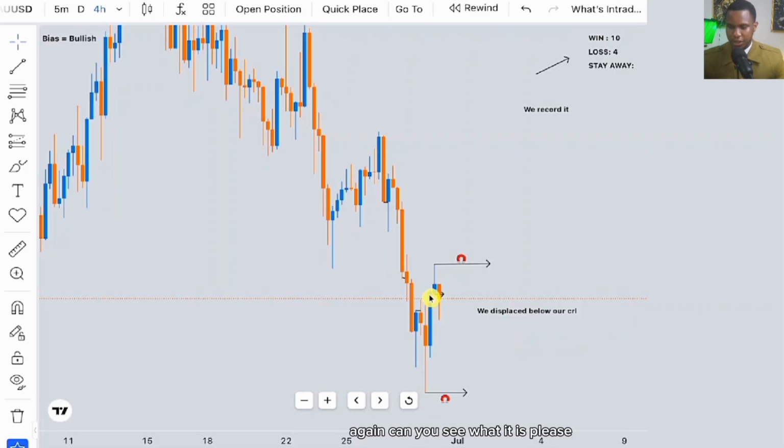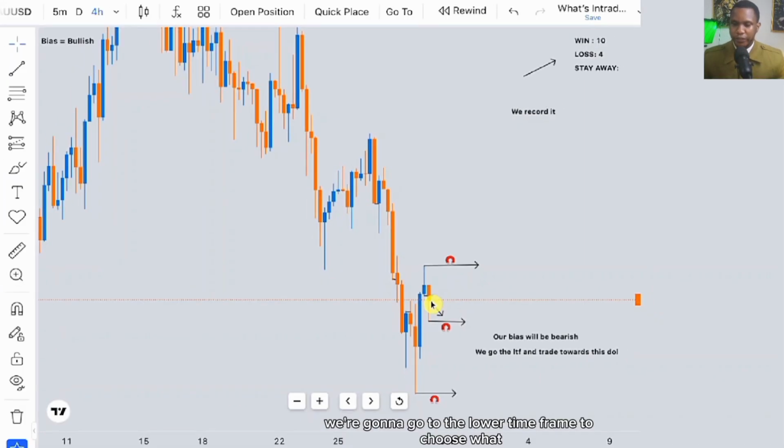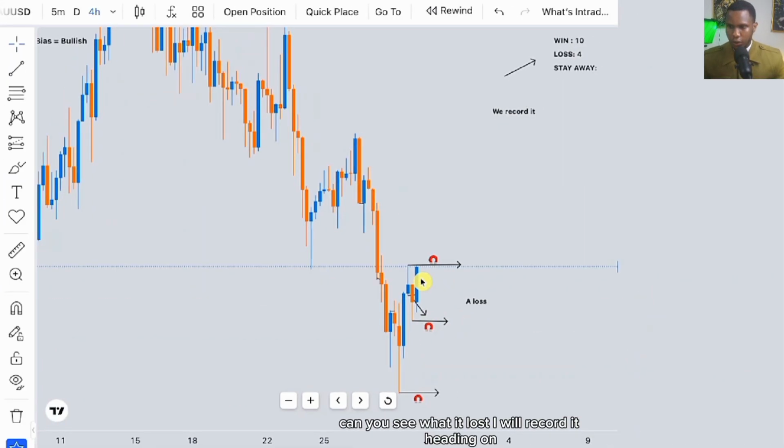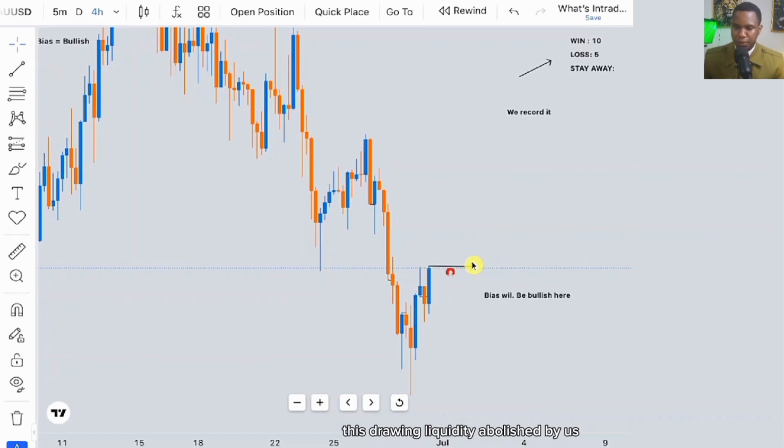Can you see we displace this candle range low right here? Our bias is going to be a bearish bias, traders. We're going to go to the lower time frame to trade towards this draw on liquidity. Let's see, traders. Can you see a loss? I will record it. Heading on, we close above this candle range high right here. What will be our bias? This draw on liquidity, a bullish bias.